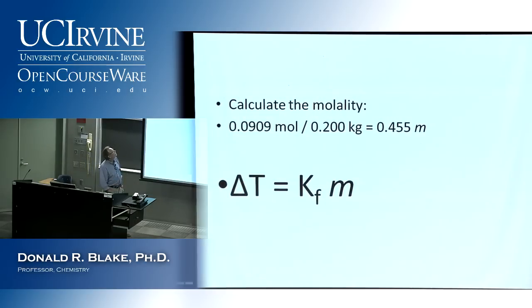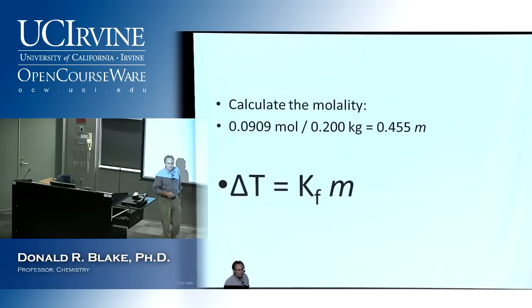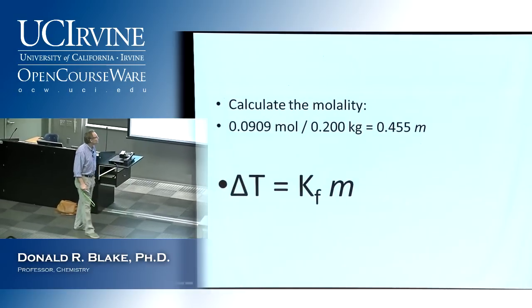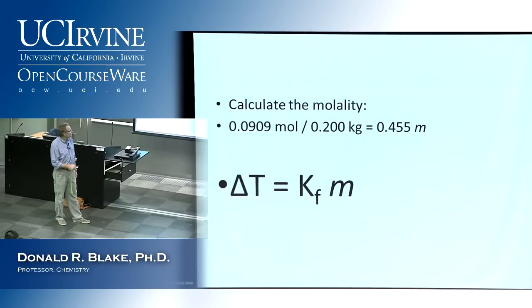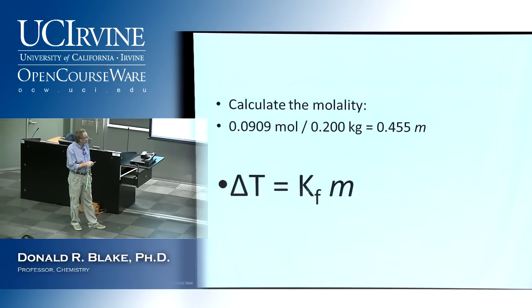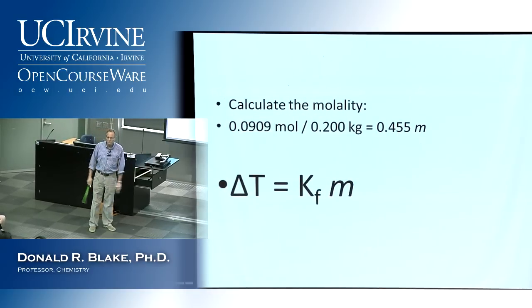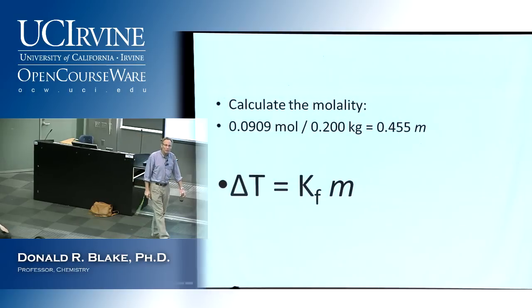Here's that equation again. And you remember what the K sub F was? I think it was 5.12 degrees per molal. So that's 5.12 times this. Delta T is gonna be about 2 degrees, okay? So delta T is going to be 2 degrees.